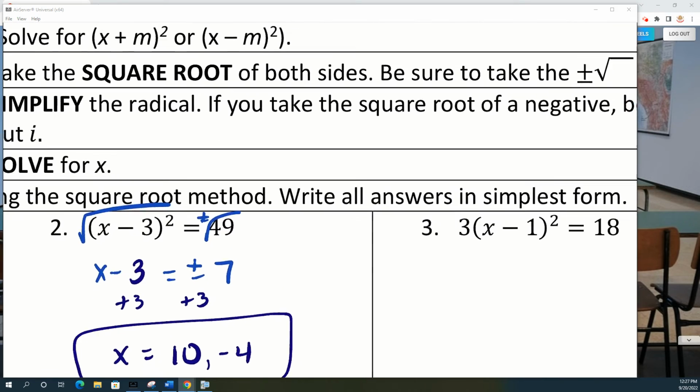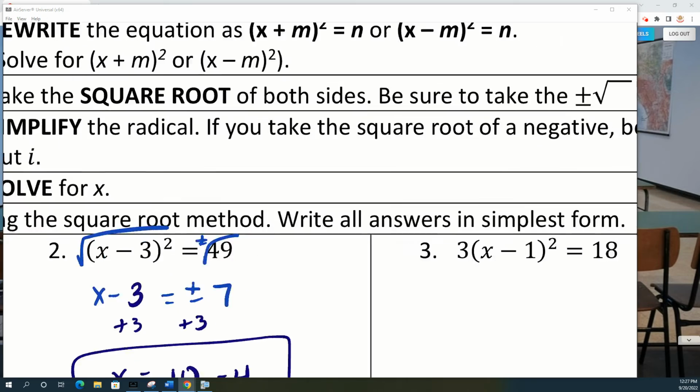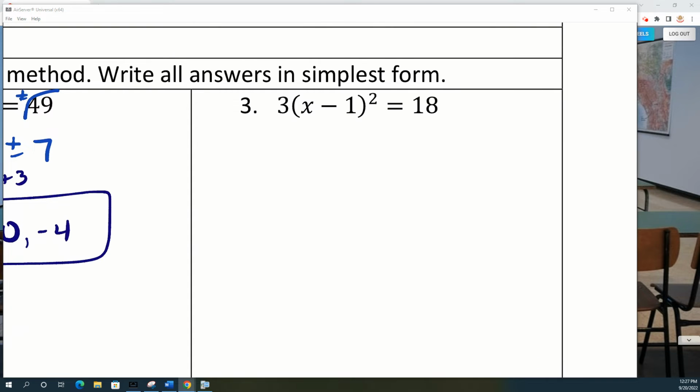Okay. Now, number 3 is the first one where we actually need to do that first step. Because I have a 3 outside of the parentheses, I have to get rid of that first. So what do you think we need to do to get rid of that 3? Okay, I'm glad you said that. We actually cannot distribute inside parentheses that have a power. That may have never come up before, but you can't. So let's divide by it. Good. That leaves us with x minus 1 in parentheses with a square on the outside equals, and then 18 divided by 3 is 6.